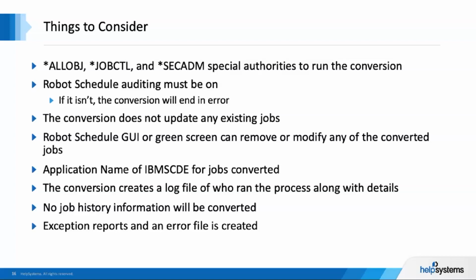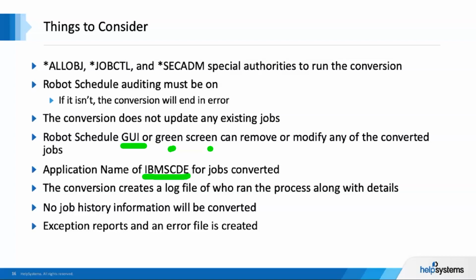After you've run the conversion, as I say, you'll see it shortly, you can manipulate the converted jobs. You can do that from the green screen if you're more comfortable or familiar with it, or the popular Robot Schedule GUI. The GUI is great. I tend to be a green screen person purely because of speed. But one GUI I do use time and time again is the schedule viewing. You'll see all the jobs that are converted. It converts them into a Robot Schedule application called IBM SCDE, so it's nice and easy to locate and all the jobs are in there.